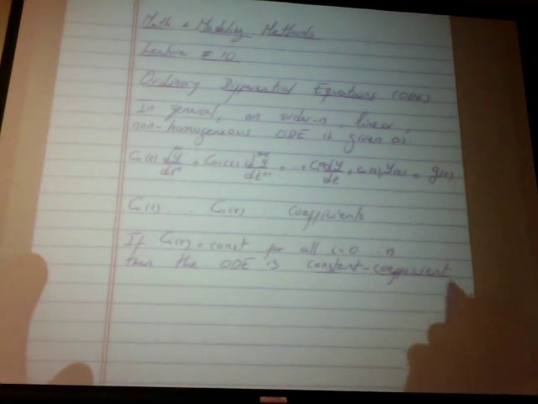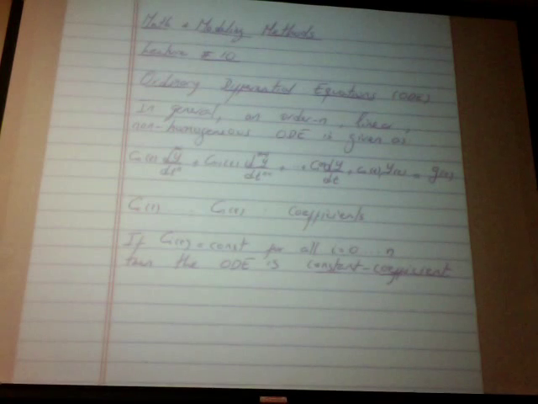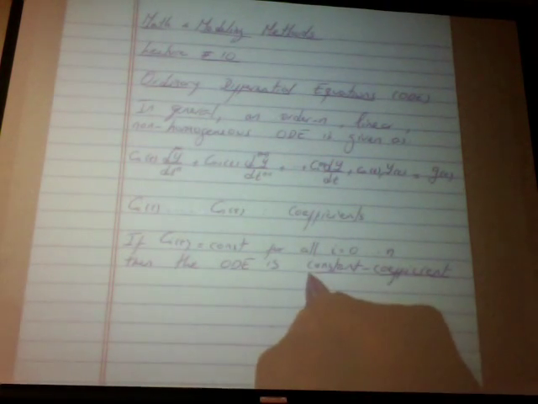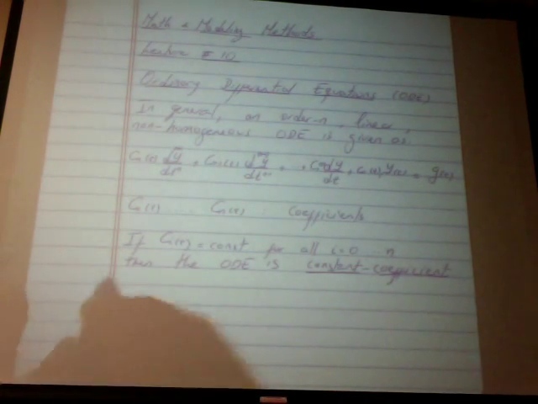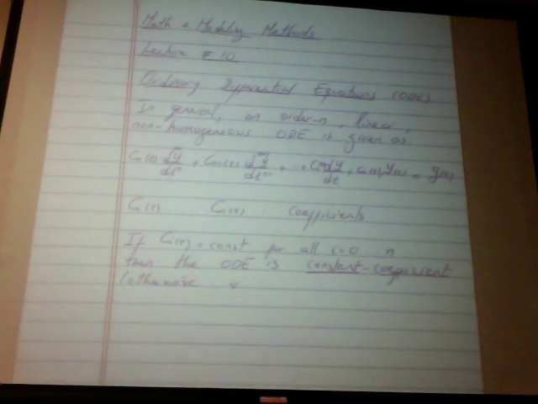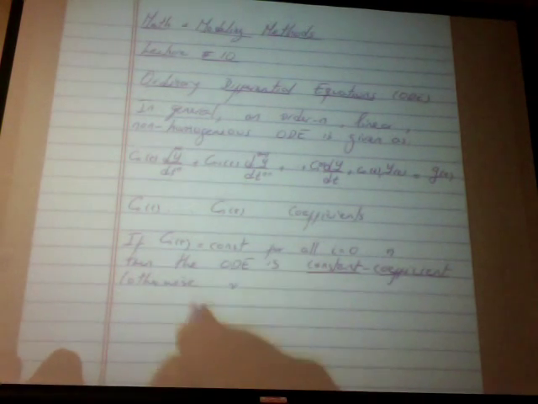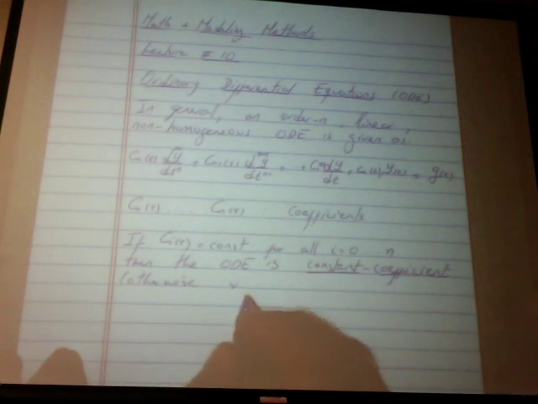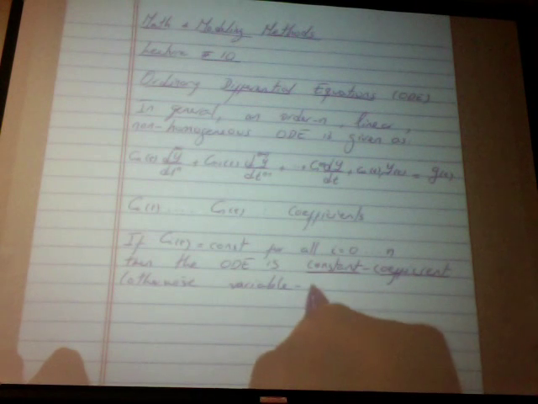So a constant coefficient ODE is one where the coefficients are not functions of the independent variable. Otherwise, if at least one of the coefficients is a function of time, or a function of the independent variable, again, it doesn't have to be time, and y doesn't have to be y, it's a dependent function of an independent variable, then we call this a variable coefficient ODE.